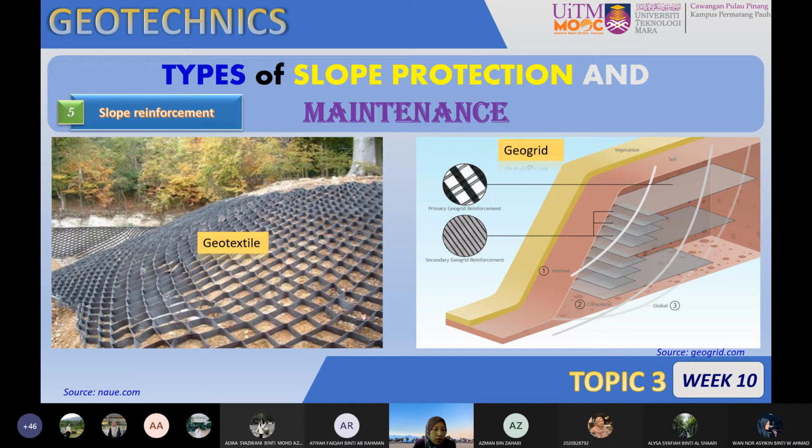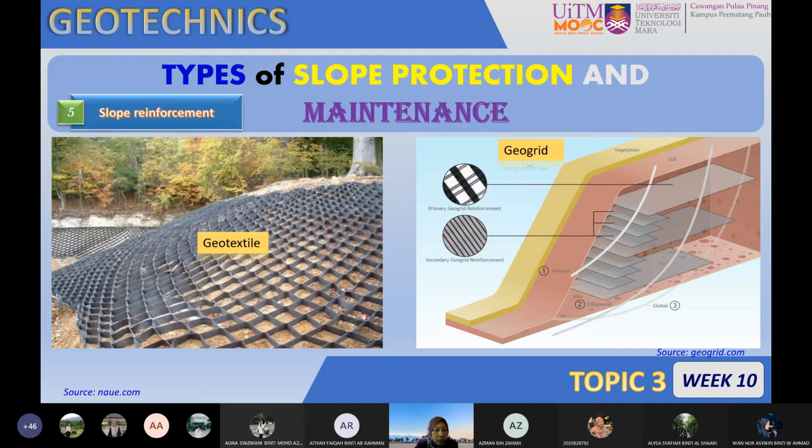If you are using slope reinforcement, for example, geotextile and also geogrid, this is a kind of byproduct. I mean that the byproduct here is coming from the factory or any sales company that offers it to you as maintenance work for slope protections. So this is one example to reinforce our slope from any disturbance or from any movement.